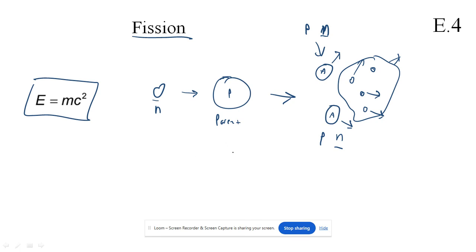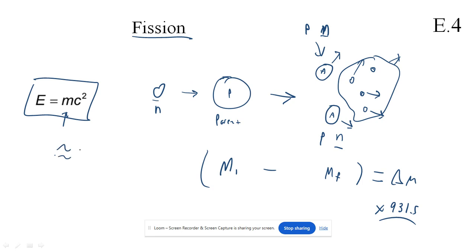When you do these equations, you look at the initial mass and the final mass. Initial mass minus final mass gives you some change in mass. Literally you could plug that in here and get the energy in joules, but nobody does that. You just multiply by 931.5 and you get the energy per reaction. These reactions give off on the order of 200, 180 is a typical MeV. So just one atom gives off this much energy.